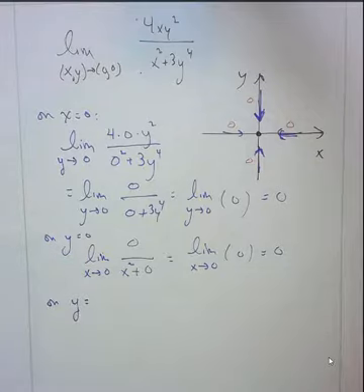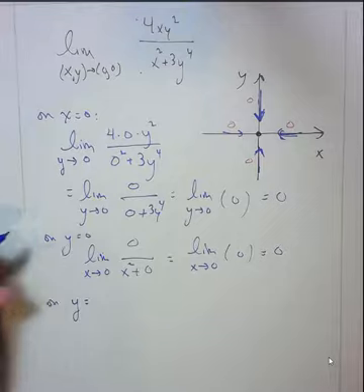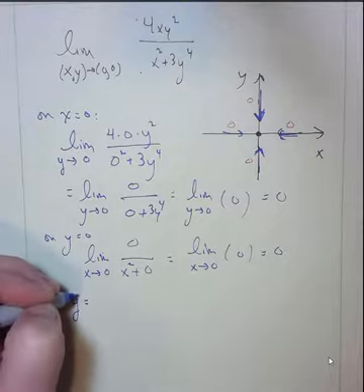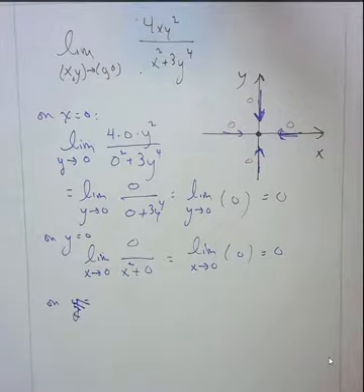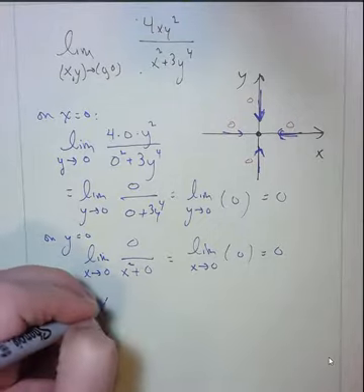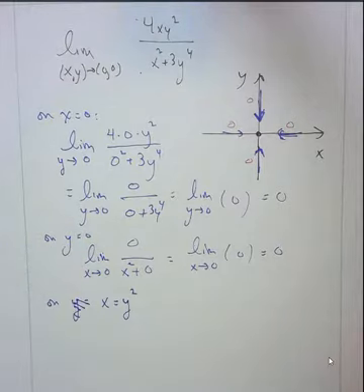I'm going to try a different path of approach here. I'm going to come in along the path, oops, I'm going to write this in a different order. x equals y squared. Now, this is a weird guess, but when it's finished, you'll see why I picked that one. And as you see more and more examples, you will learn to develop other guesses of other paths that are kind of like this.